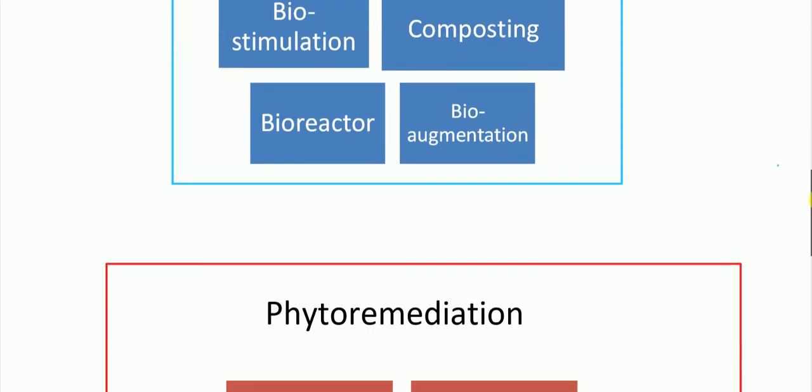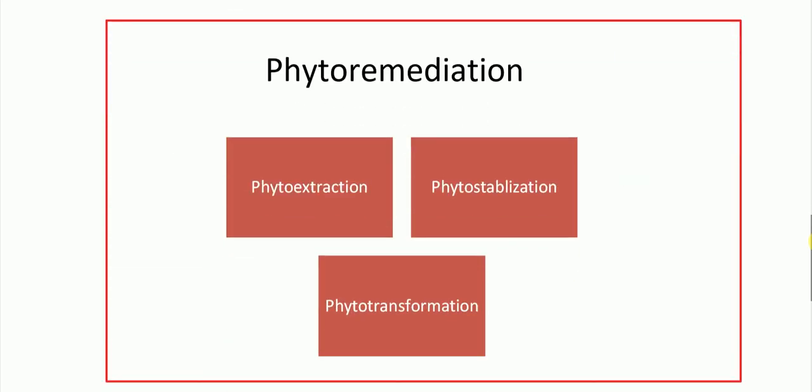Let's move on to phytoremediation. So what is phytoremediation? In bioremediation we were using microbes basically. In phytoremediation we are using plants. So in this we are using plants to filter and metabolize the toxins, pollutants. Okay, so this can be of three types: phytoextraction, phytostabilization, phytotransformation.